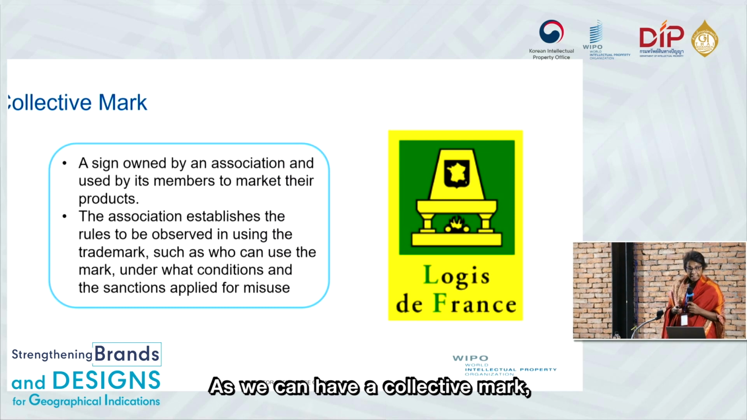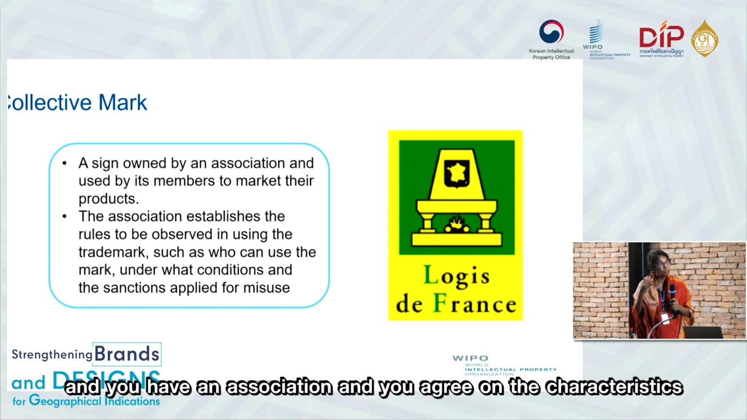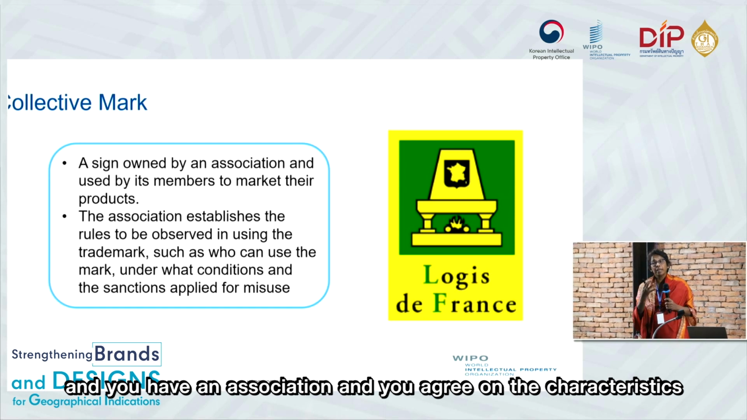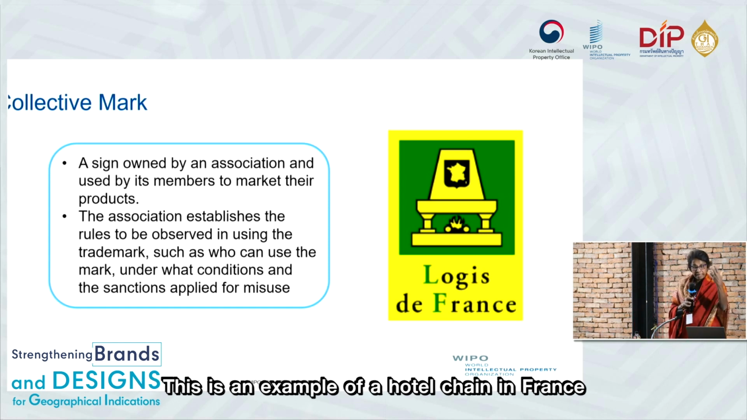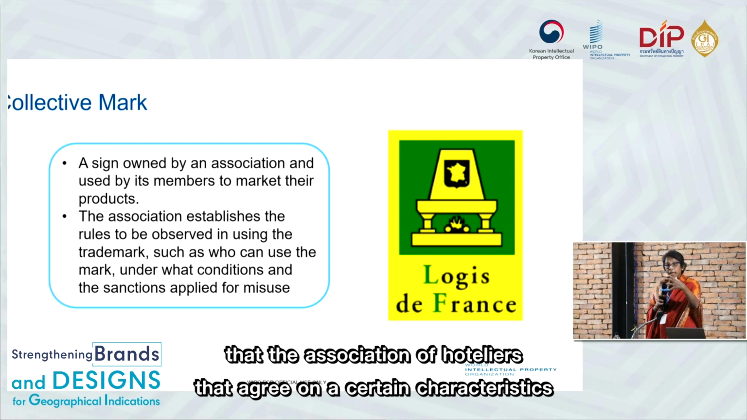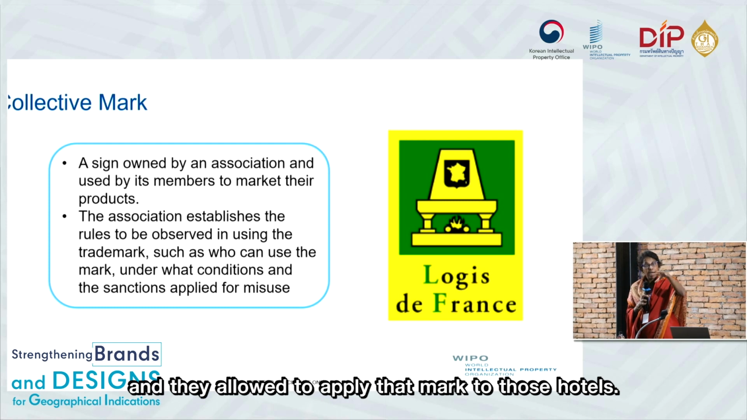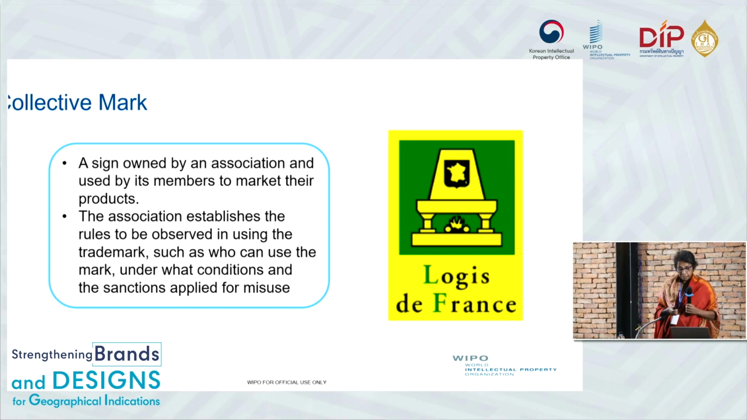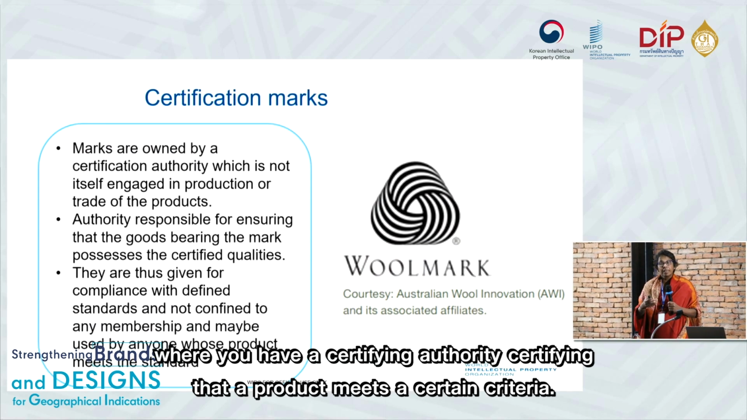And so you can have a collective mark where you get together with other producers and you have an association and you agree on the characteristics of the association, and you have a collective mark. This is an example of a hotel chain in France where there's an association of hoteliers that agree on certain characteristics, and they are allowed to apply that mark to those hotels. Or you can have a certification mark where you have a certifying authority certifying that a product meets certain criteria.